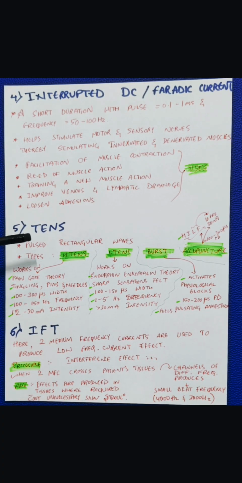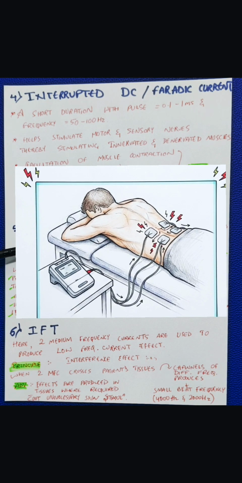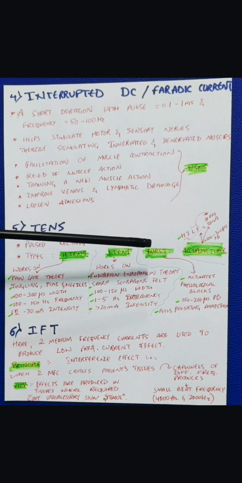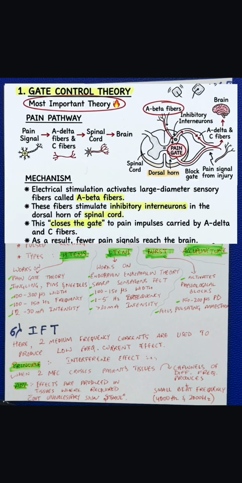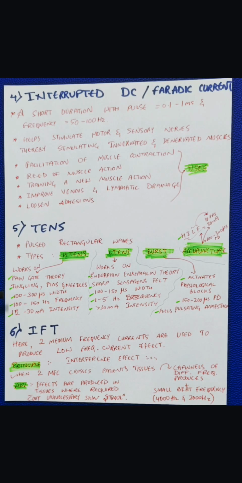We have TENS, transcutaneous electrical nerve stimulation, which is shown to produce pulsed rectangular waves. We have different types of TENS: high TENS, low TENS, burst TENS, and acupuncture type TENS. The high TENS works on the pain gate theory, and the person feels a tingling, pins and needles sort of sensation when the electrodes are put. The pulse width is 100 to 300 microseconds, frequency 100 to 150 Hz, and it uses 12 to 30 milliamps of intensity.